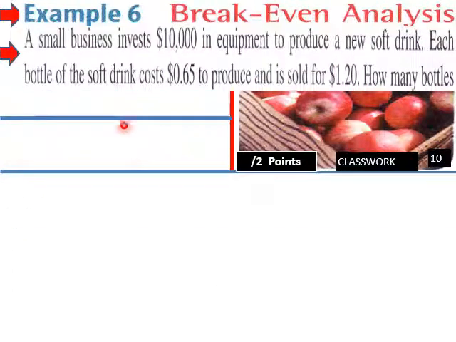So, break-even analysis: a small business invests $10,000 in equipment to produce a new soft drink.